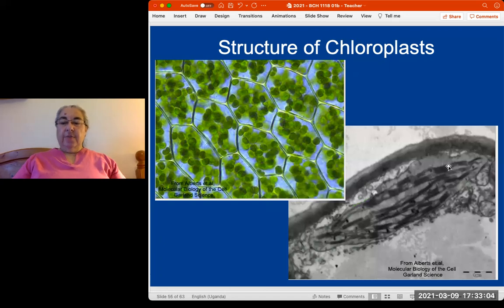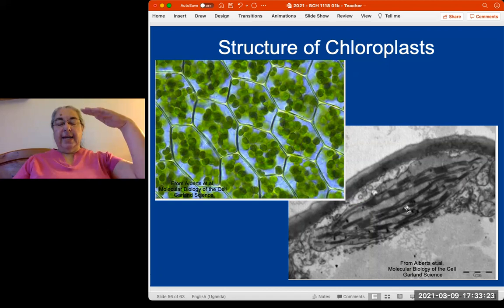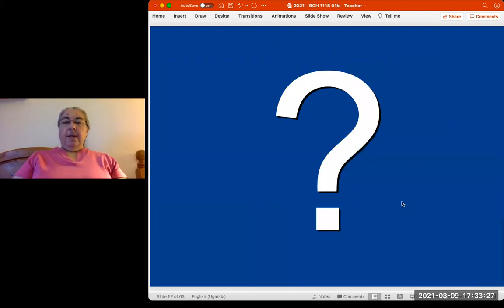And here's an electron micrograph of a chloroplast. Again, you can see the membranes inside containing the pigments, the chlorophyll. And you can also see that the chloroplast is near the outer layer of the cell, sort of where it will receive most light coming in through the membrane. Okay, any questions on that?